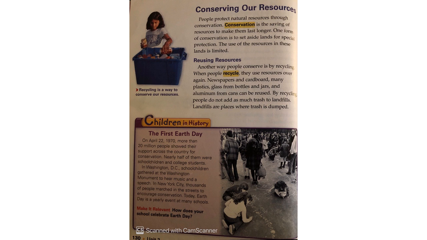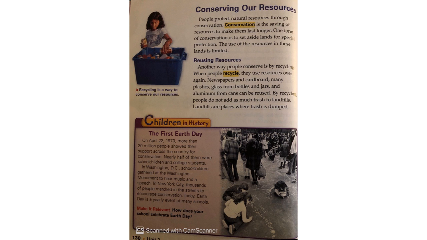People protect natural resources through conservation. Now, what is conservation? Conservation is the saving of resources to make them last longer. One form of conservation is to set aside lands for special protection. The use of the resources in these lands is limited. So one way to conserve is to set aside lands and give them special protection, as all the resources within are going to be conserved, saved, in other words. Reuse resources. Another way of conserving our resources is by simply reusing them.